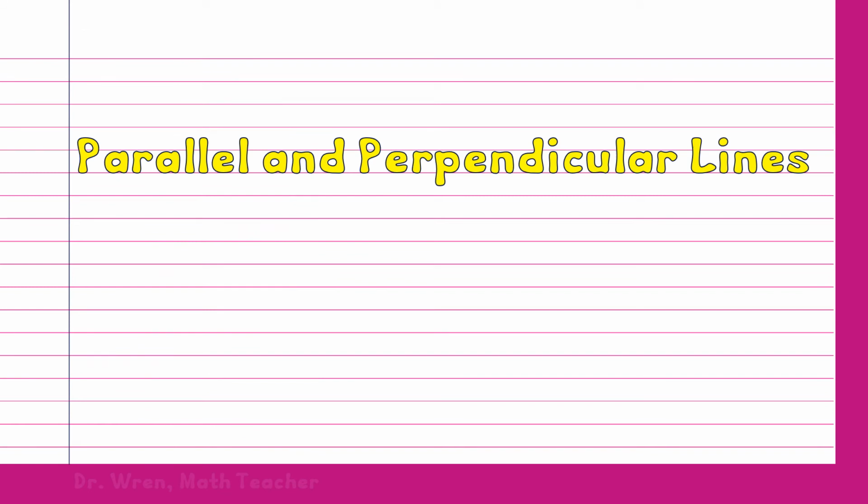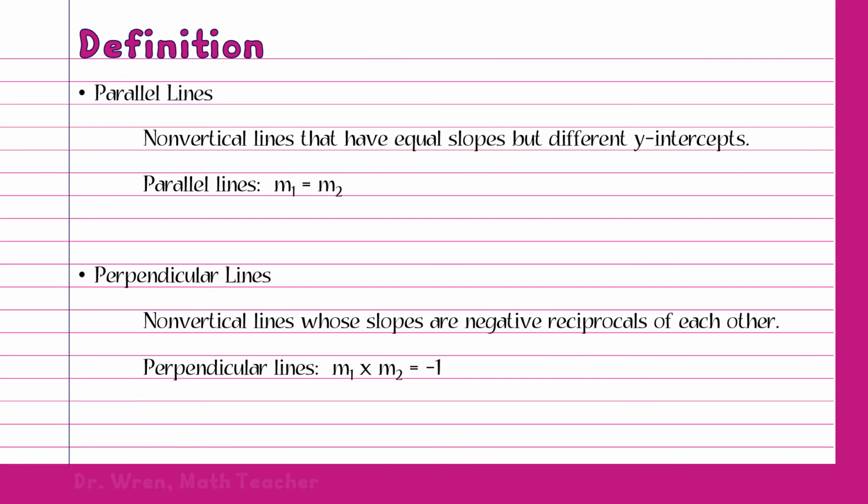Let's talk about how two lines are related to each other by their slopes. Two lines that are parallel have equal slopes, and two lines that are perpendicular to each other have slopes that are negative reciprocals of each other. Let's see what this means.